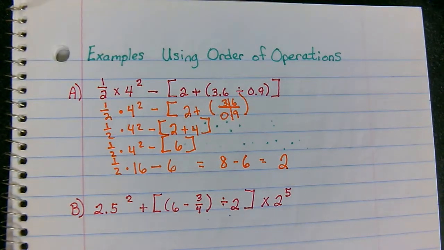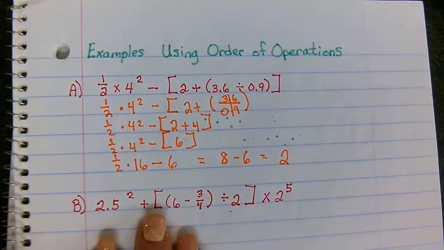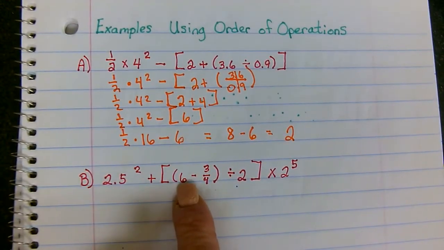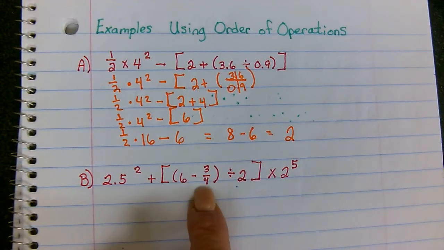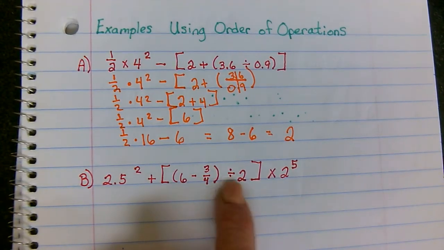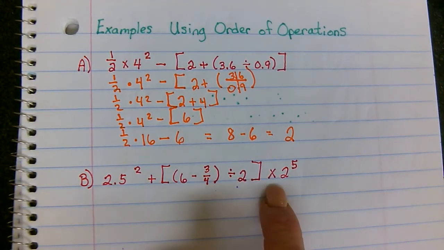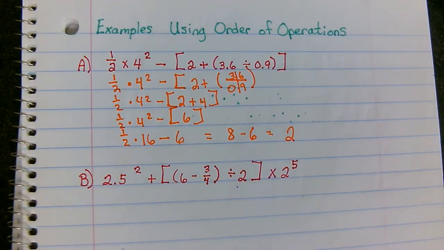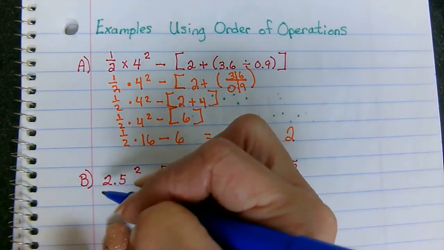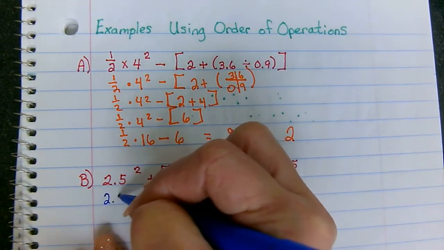Now let's look at a different sample, okay? And this sample could be 2.5 squared plus the quantity of, and inside that another quantity of 6 minus 3/4, parentheses, divide 2, close your quantity of, times 2 to the 5th power. All right, so we're going to work inside out, folks. We're going to go left to right, inside out.